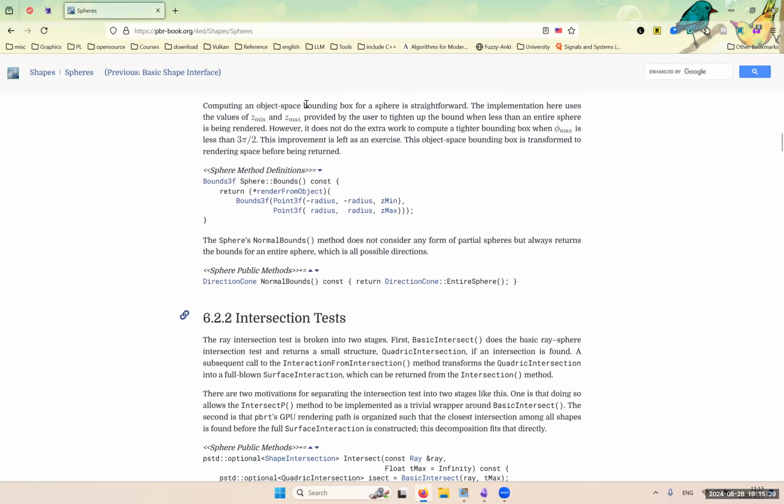The bounding box is just straightforward, just use the radius, but I guess the only difference is that they use z min and z max, because what's below and above gets cut off. There is also a normal bound, which does not consider any form of partial sphere.